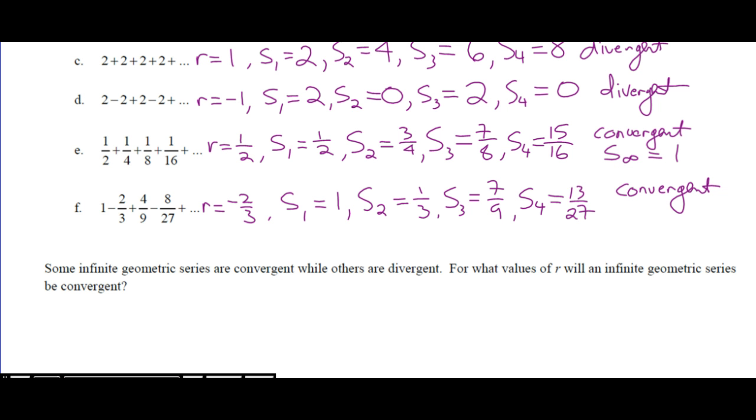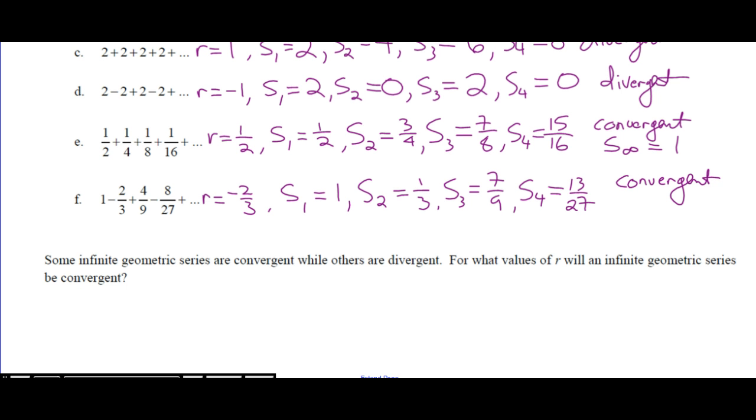Let's leave what it converges on just for a moment. Okay. Some infinite geometric series are convergent, whilst others are divergent. For what values of R will an infinite geometric series be convergent? Between -1 and 1, yeah. So between -1 and 1, or we can say the absolute value of R is less than 1.